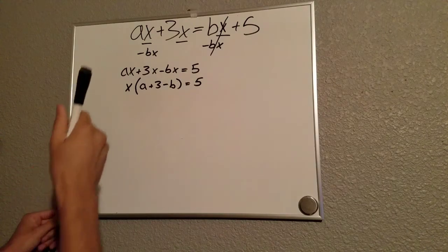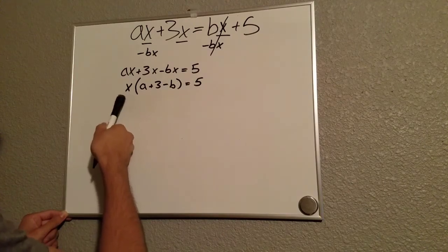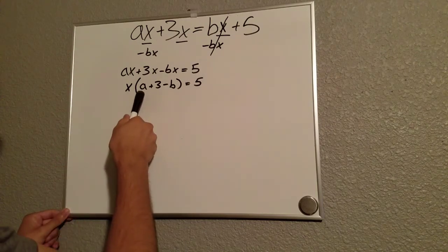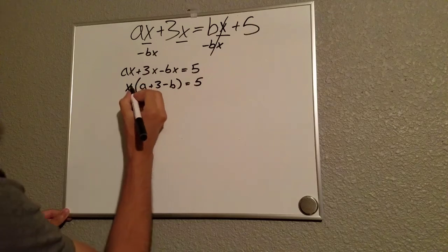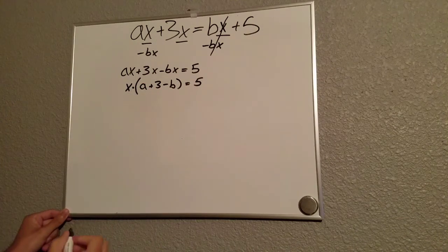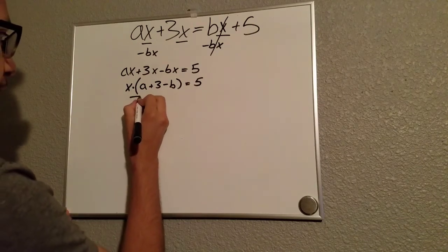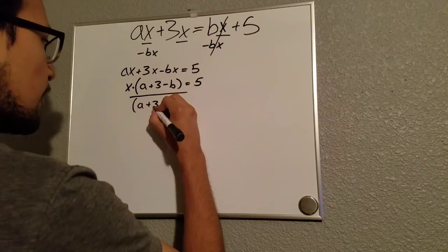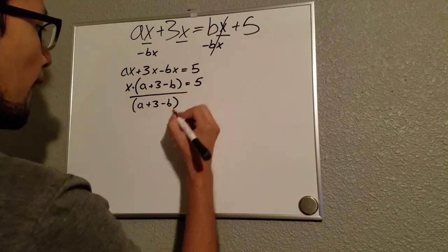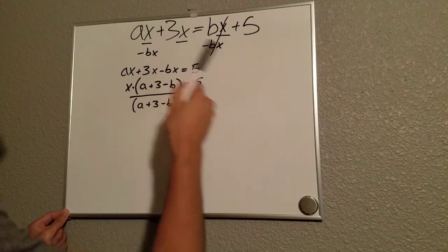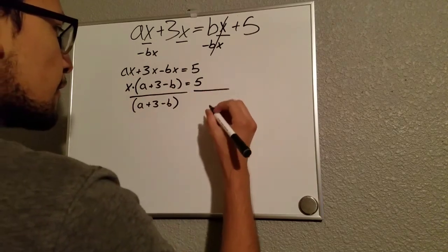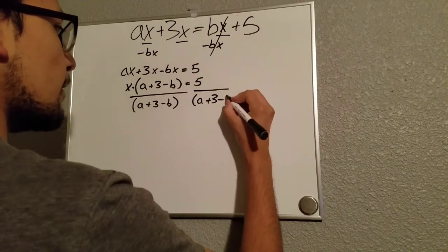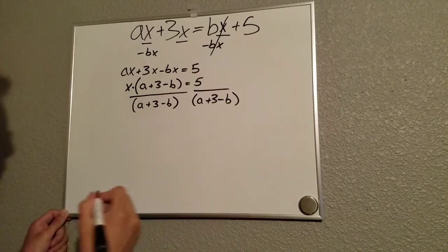And then I need to get x completely by itself. So then what I need to do is get rid of this. And since technically this is multiplying, I would have to divide by 8 plus 3 minus b. And what I do to one side, I have to do to the other. So then I would divide 5 by 8 plus 3 minus b.